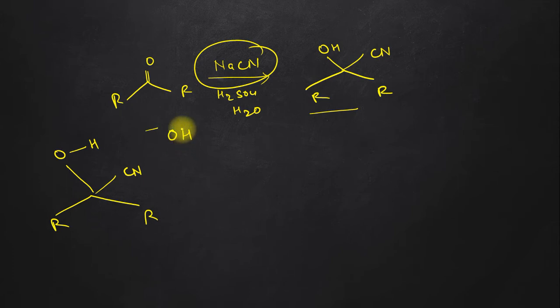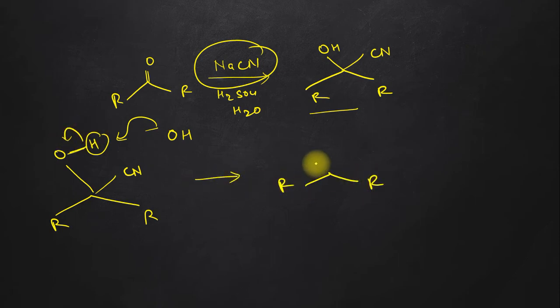Now this OH minus wants to take an acidic proton. This hydrogen which is bonded to the oxygen is the acidic proton. We all are aware that oxygen is an electronegative element, so the electrons of this oxygen-hydrogen sigma bond are pulled more towards the oxygen, and hence this proton is acidic. So this hydroxide is going to take this acidic proton, and there would be a negative charge on this oxygen.